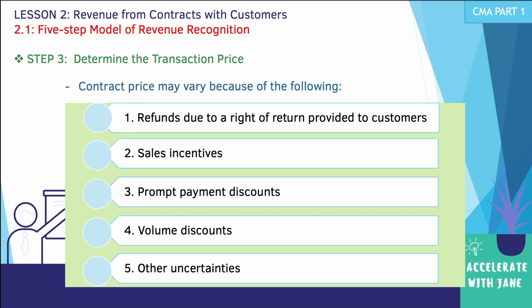So here are the instances when there is variable consideration, or when the contract price may vary because of the following. First, if there are refunds due to a right of return provided to customers. Second, if there are sales incentives. Third, if there are prompt payment discounts. So for example, if there are trade discounts or cash discounts granted. Fourth, if there are volume discounts. For example, a seller may grant a 15% discount if the buyer buys this much quantity or volume. Fifth is other uncertainties.